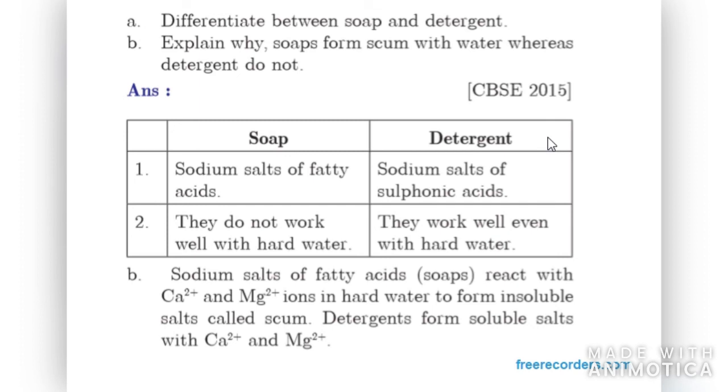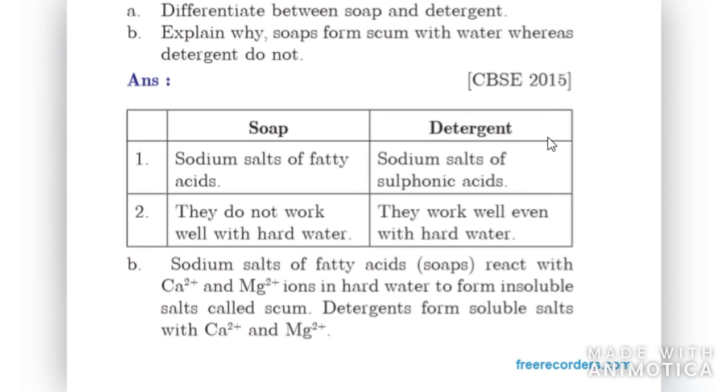And in the second case, it says explain why soaps form scum with water whereas detergents do not. Because sodium salts of fatty acids, or soaps, react with calcium ions and magnesium ions in hard water to form an insoluble salt. It is also known as scum. So detergents actually form soluble salts with calcium and magnesium ions. So that's the difference between soaps and detergents.